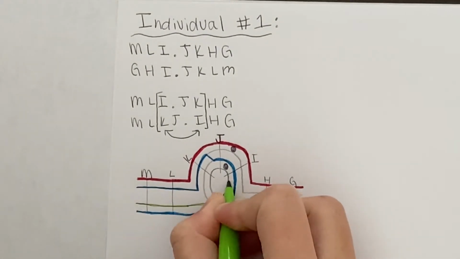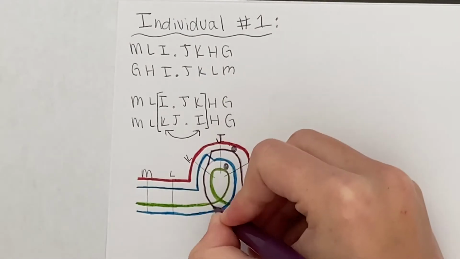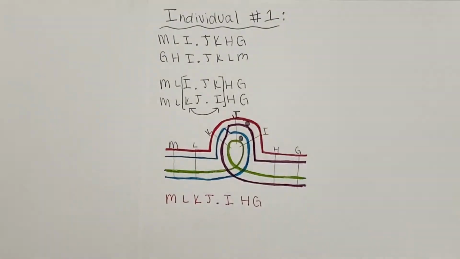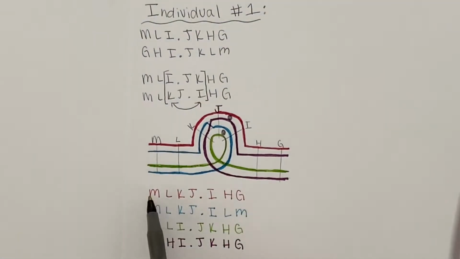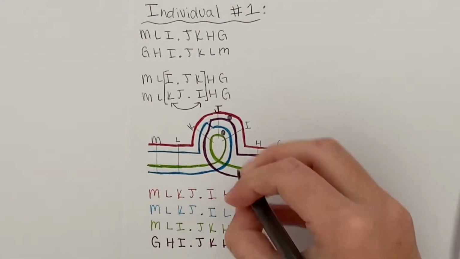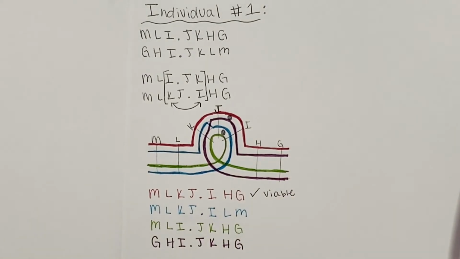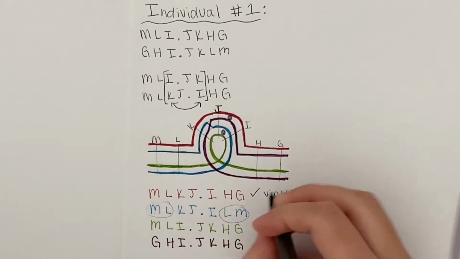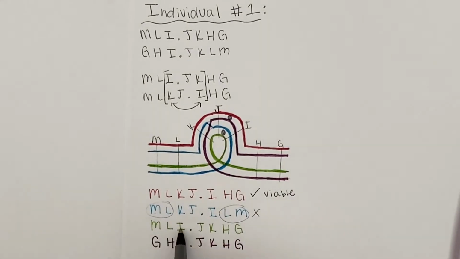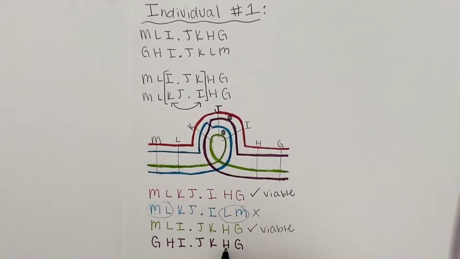There is a crossover between the J and K region, which is noted by the X created by the blue and purple chromatid lines. We can list the chromatids created by synapsis during meiosis for this individual based on the regions that they cross. The first chromatid is viable because it contains every region and the centromere. The second chromatid is not viable because it contains two sets of the M and L region and no H or G region. The third chromatid is viable because it contains every region and the centromere. And the fourth chromatid is not viable because it contains two sets of the H and G region and no M or L region.